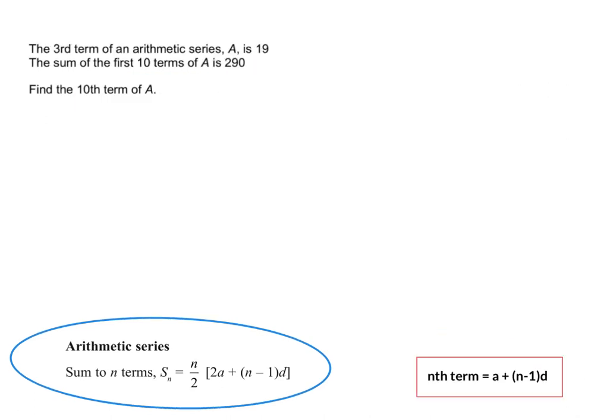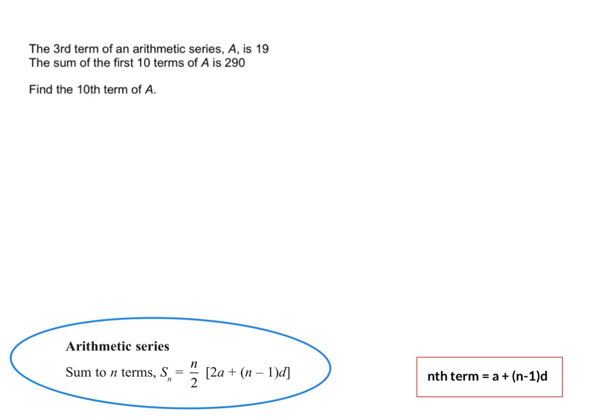The second question here involves the nth term formula as well as the arithmetic series. Remember this one at the bottom right you are not given, you have to recall it or derive it during the exam. Okay, so what we have here is the third term of a series is 19, the sum of the first 10 is 290, and we want to find the 10th.